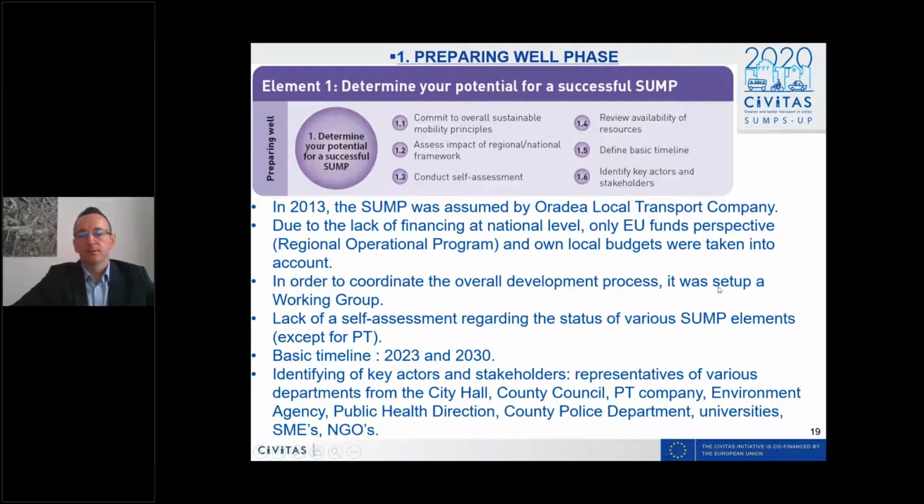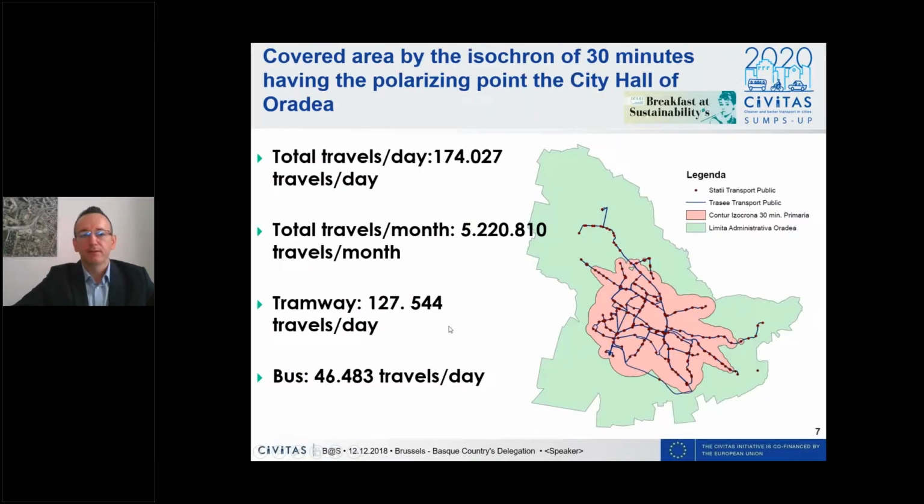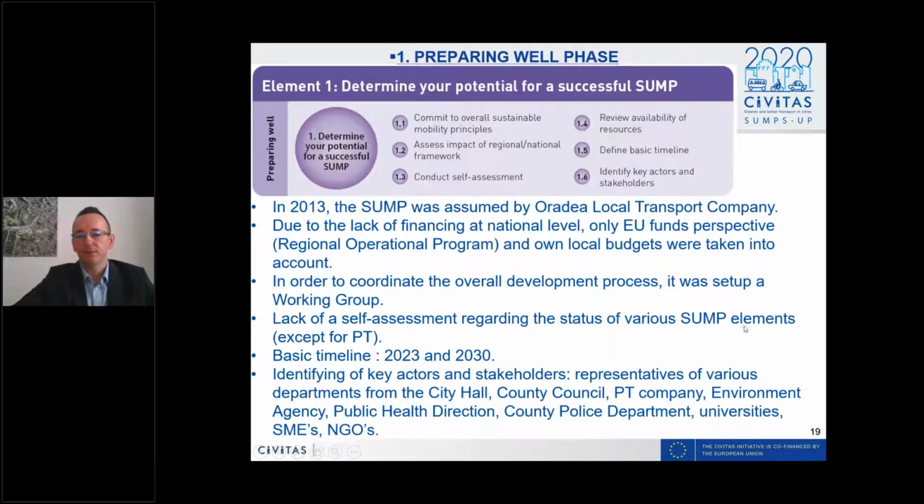In order to coordinate the overall development process, a working group was set up, composed of various key actors from the City Hall of Oradea and the other companies owned by the city. We did not have a self-assessment regarding the status of various SUMP elements, except for public transport, while the timeline was split into two phases, together with the related objectives and measures, 2023 and 2030.